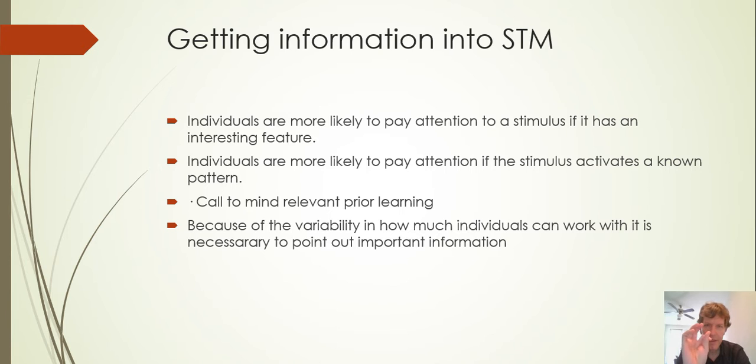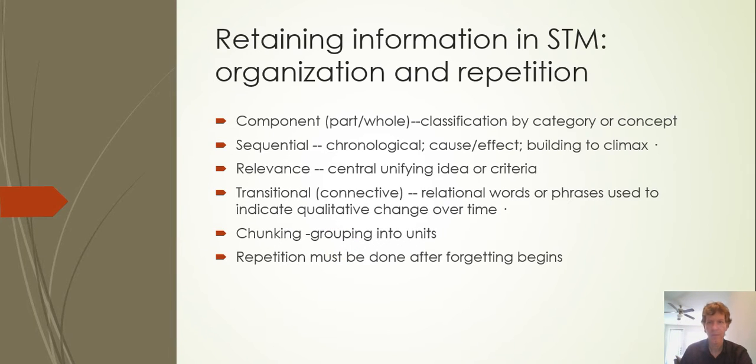So this gets into being strategic in what you read and strategic in what you think about. We get into how you retain information in short-term memory. This gets into organization as well as repetition, practice, skill, drill. A component, part to whole, is a part of it. Classification of information by categories or concepts, mnemonic devices. Sequential storage: chronological, cause and effect, building to a climax.